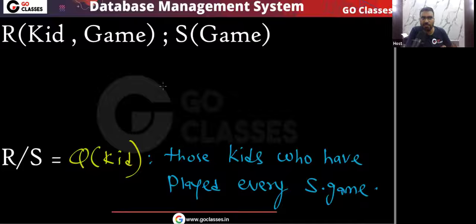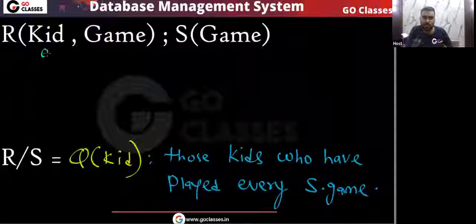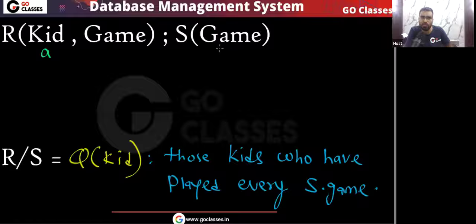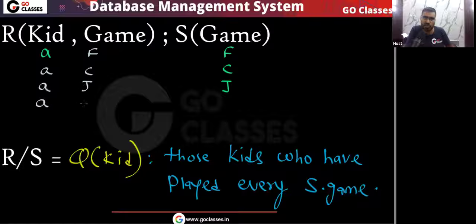Can these kids play an extra game which is not in S? Yes, they can. For example, let's assume there are two games in S. One is football, another is cricket, and let's assume another game is javelin throw, famous by Neeraj Chopra. Let's assume this student is playing football also, this student is playing cricket also, this student is playing this game also. This student is playing some extra game, maybe table tennis. And let's assume this student is playing only cricket.